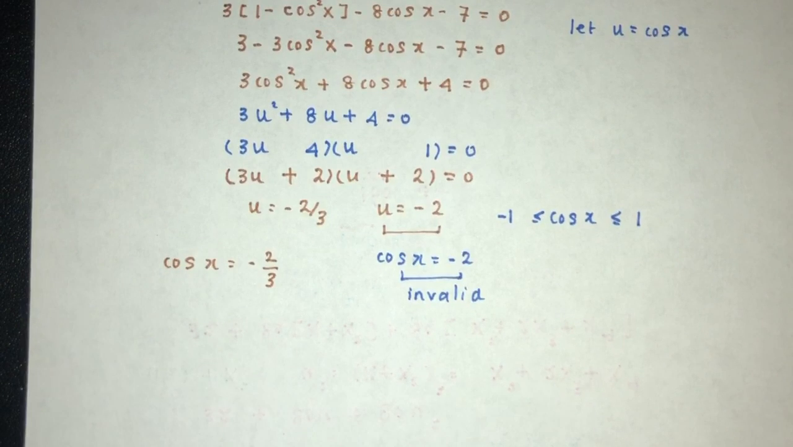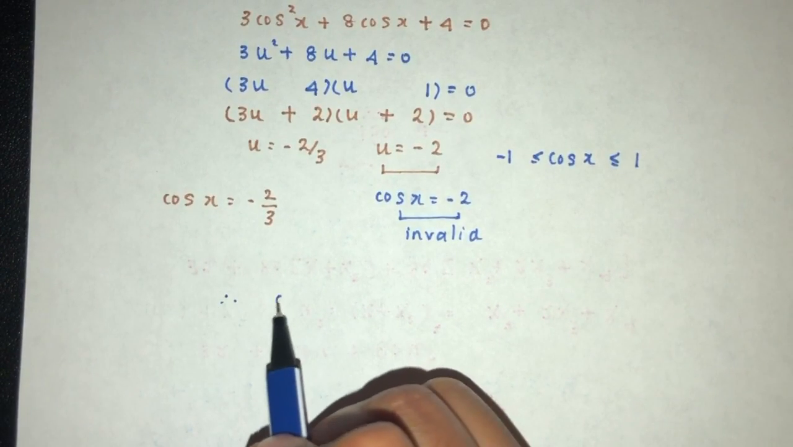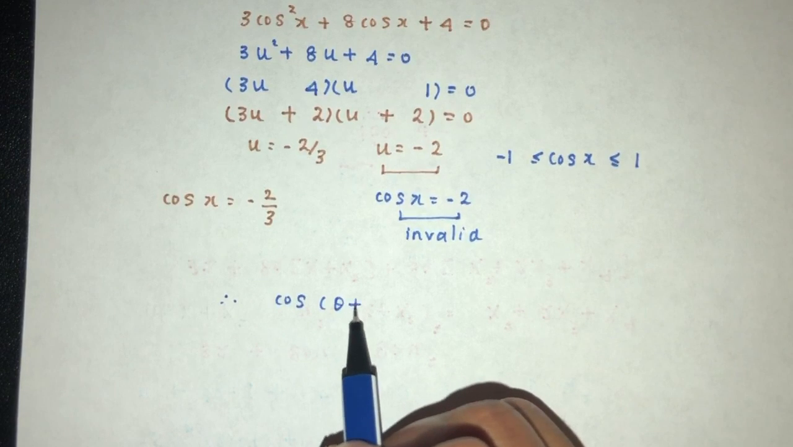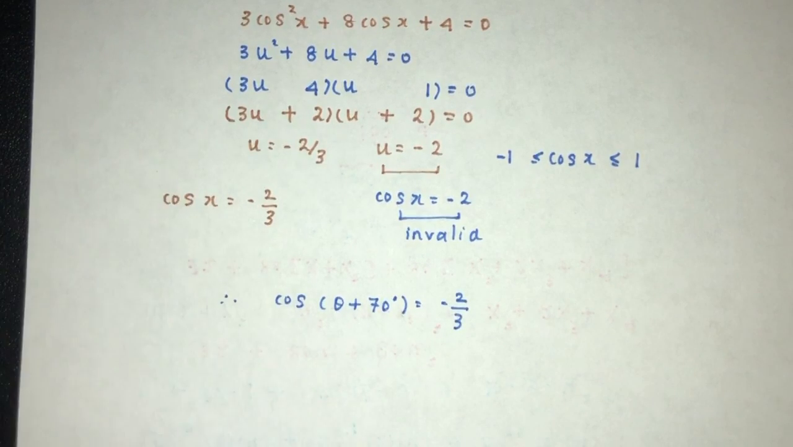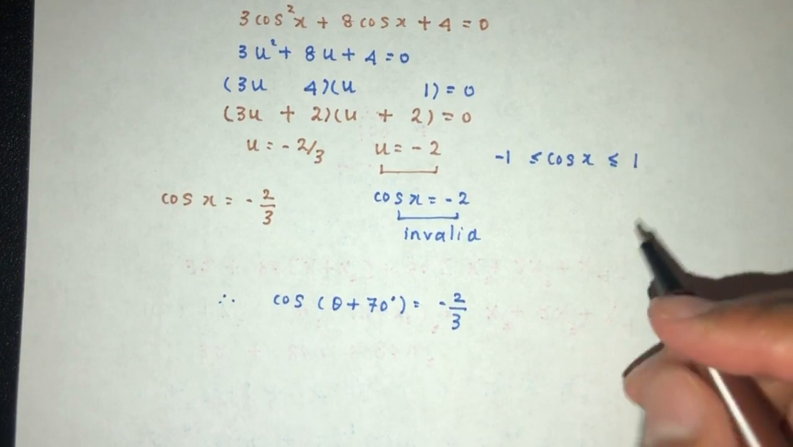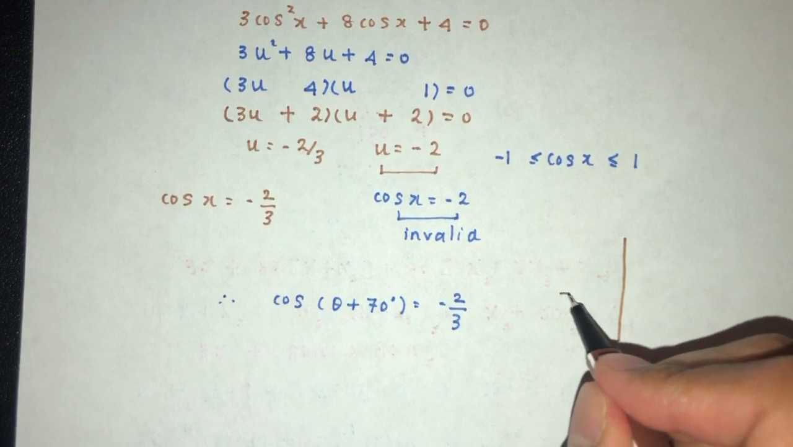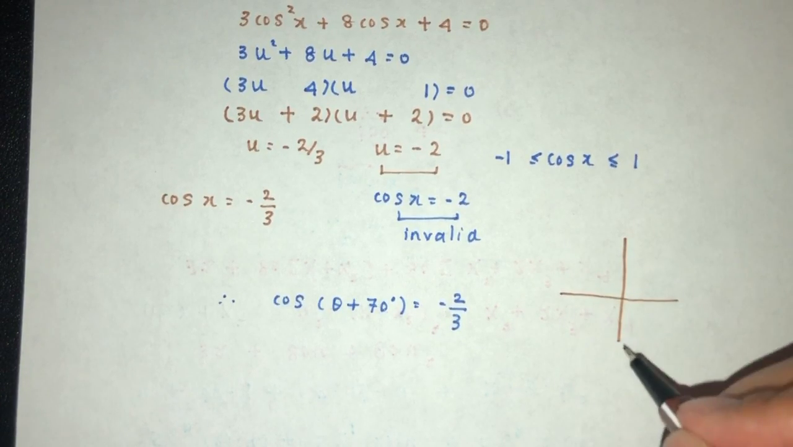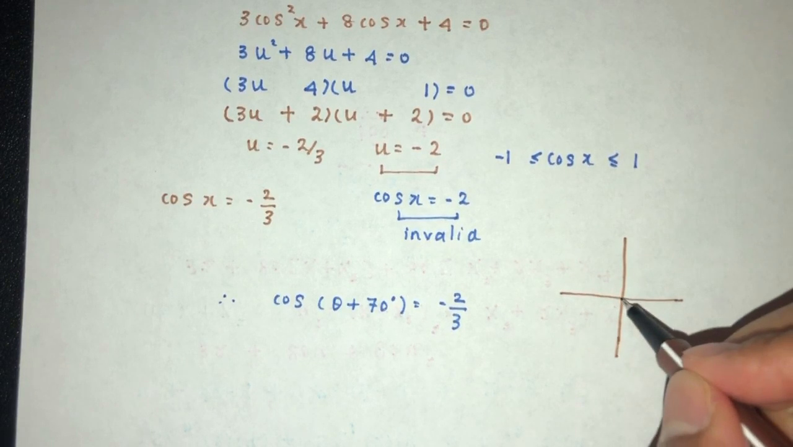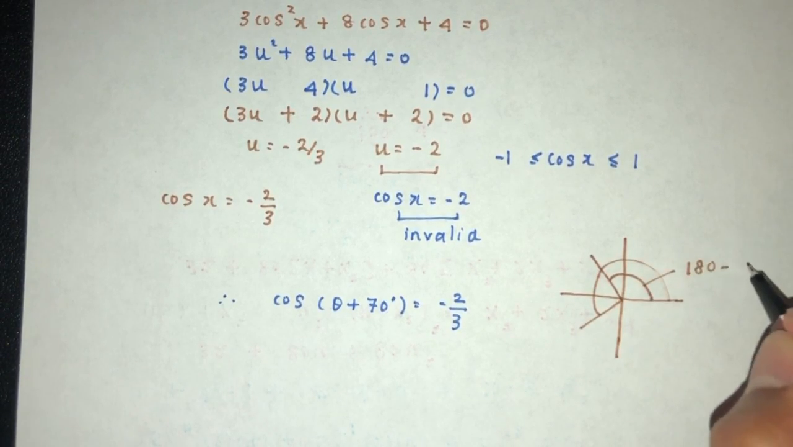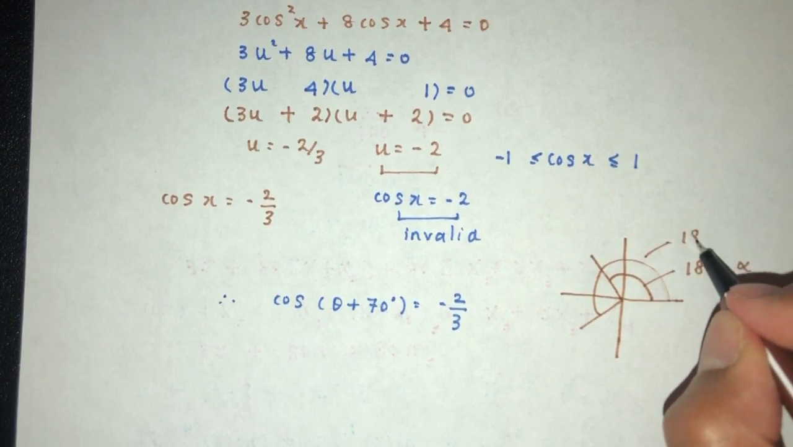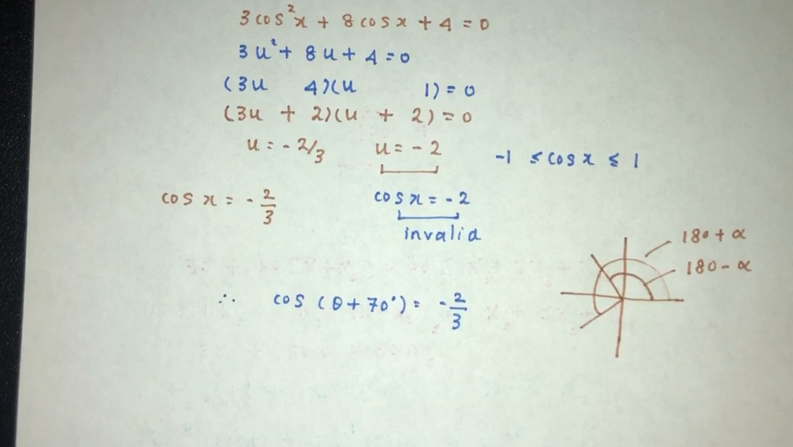So let's do this. So right now we have to solve cos of theta plus 70 has to be minus 2 over 3. Now the value of cos here is negative, right? If it is negative, what's going to happen? We have to look at the quadrants, ASTC. Now when cos is negative, it will be in this quadrant and also in this quadrant. It will be 180 minus alpha, and here we can use 180 plus alpha. Now again, alpha is just a fake angle that I'm using to help me find the value of theta.